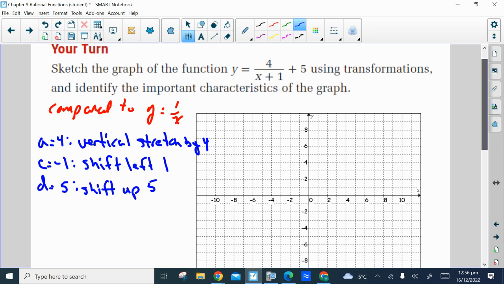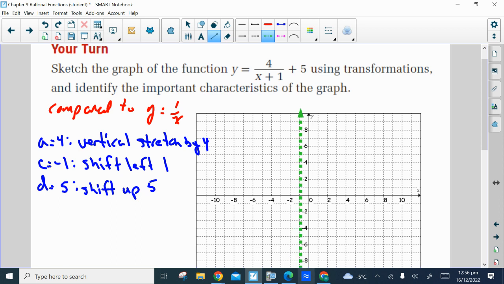Because the graph goes 1 to the left, your vertical asymptote will be at x equals -1. And because it goes up 5, your horizontal asymptote will be at the line y equals 5.